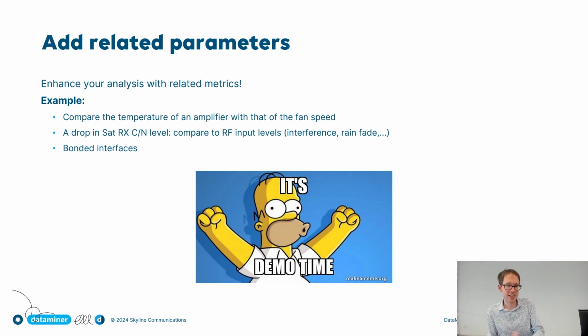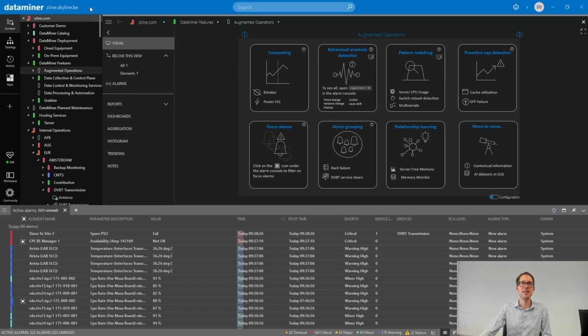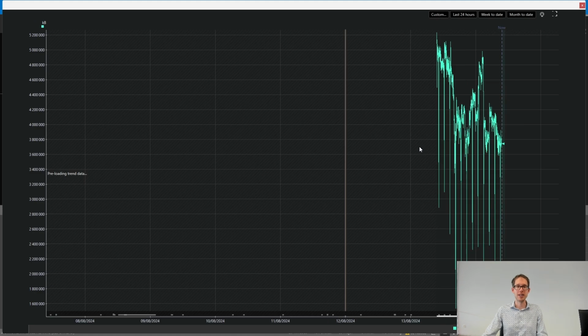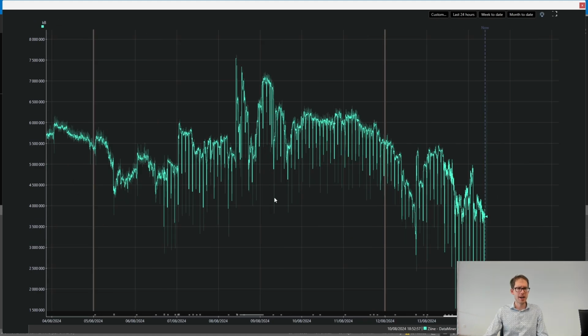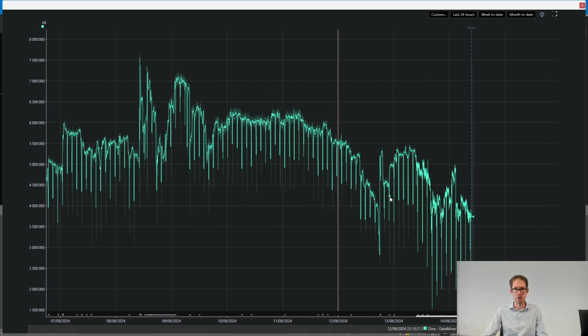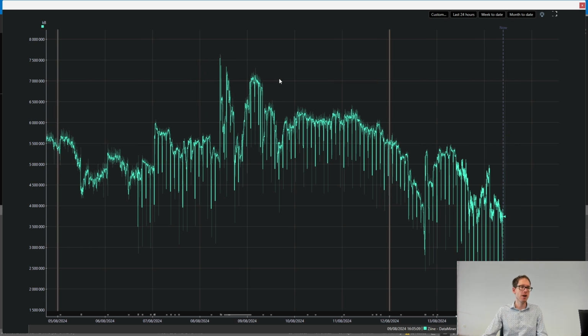Now, as Homer says, it is demo time. So let me show you what this looks like on a system. I'm going to start you off with an example on Zine again, on zine.skyline.be. And concretely, I want to dive into the server free memory example. Here I see the free memory of my server, and I notice that there are these spikes that happen often. And I'm wondering why, what is happening here? Well, let's see if DataMiner can maybe propose me to look at another parameter.